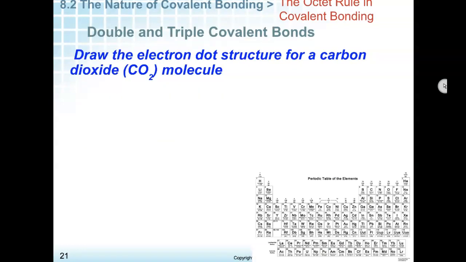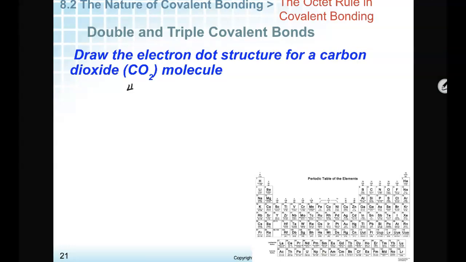So draw the electron dot structure for a carbon dioxide molecule. Same premise, we're going to find our total number of valence electrons. So I've got 4 for carbon, carbon's right here, oxygen's here. I've got 6 for oxygen, but there's 2 of them, so I've got 16 valence electrons. Our next step is to figure out what our central atom is. Your central atom is going to be the atom that's closest to the metalloid step line. Well, that's clearly carbon, so carbon is my central atom.